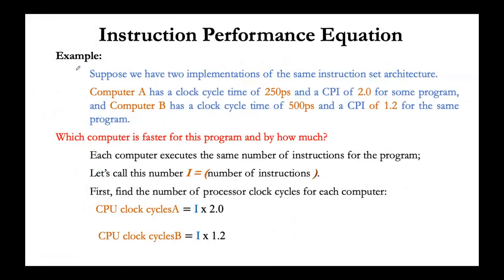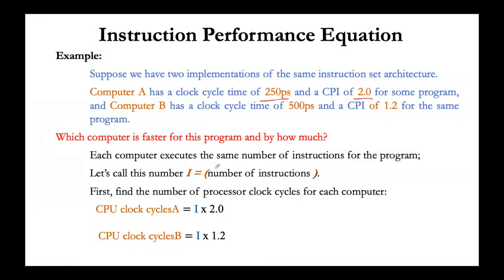So consider this example to better understand. Suppose we have 2 implementations of the same instruction set architecture. Computer A has a clock cycle time of 250 ps and a CPI of 2.0 for some program, and computer B has a clock cycle time of 500 ps and a CPI of 1.2 for the same program. Which computer is faster for this program, and by how much?